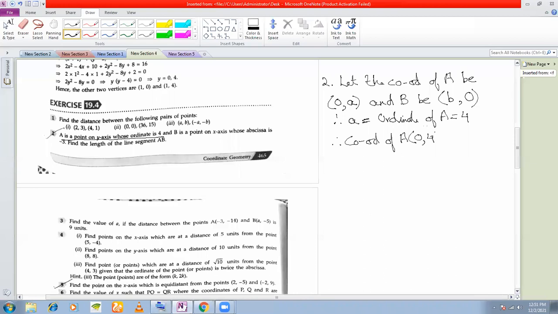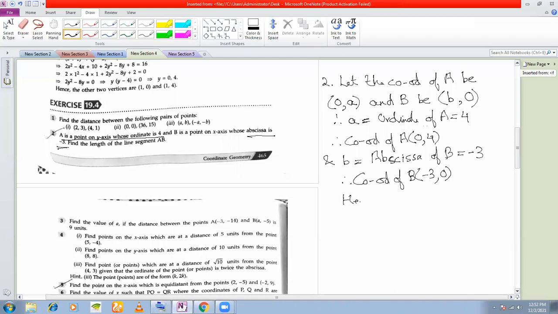The point is (0, 4), right? And B is what is given? What is B here? B is the abscissa, right? Of B. And what is the abscissa of B given here? B is a point on the x-axis whose abscissa is -3. So B here is -3. So therefore, what is the coordinate of B? -3, 0, right? You need to find out the length of the line segment AB.